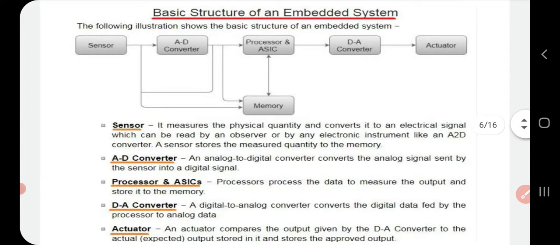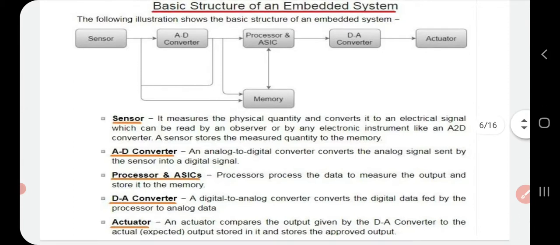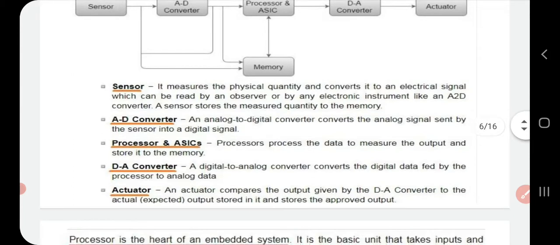It has a sensor. As the name suggests, it measures a physical quantity and converts it to an electrical signal which can be read by the observer or by an electronic instrument. Then the sensor stores the measured quantity in the memory. Then the A to D converter, that is, the analog to digital converter, as the name suggests, converts the analog signal sent by the sensor into a digital signal. It has a processor which is mainly used to process the data to measure the output and store it into the memory.